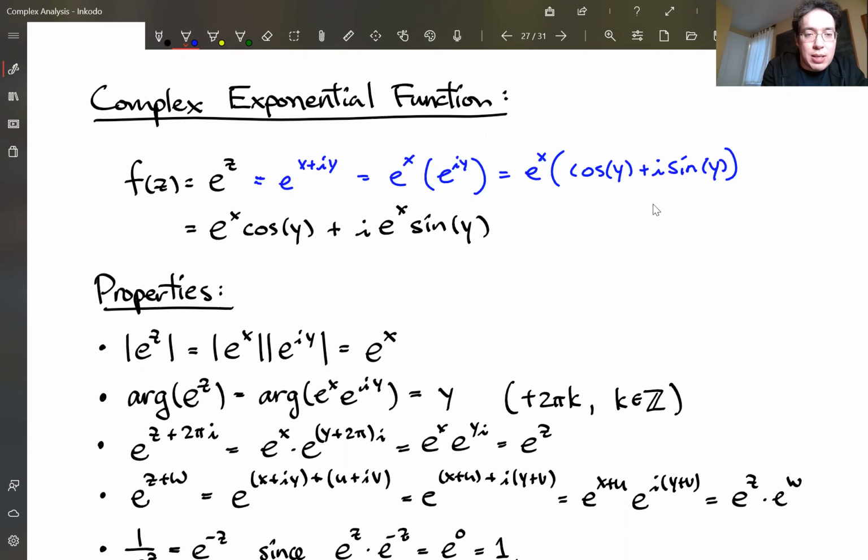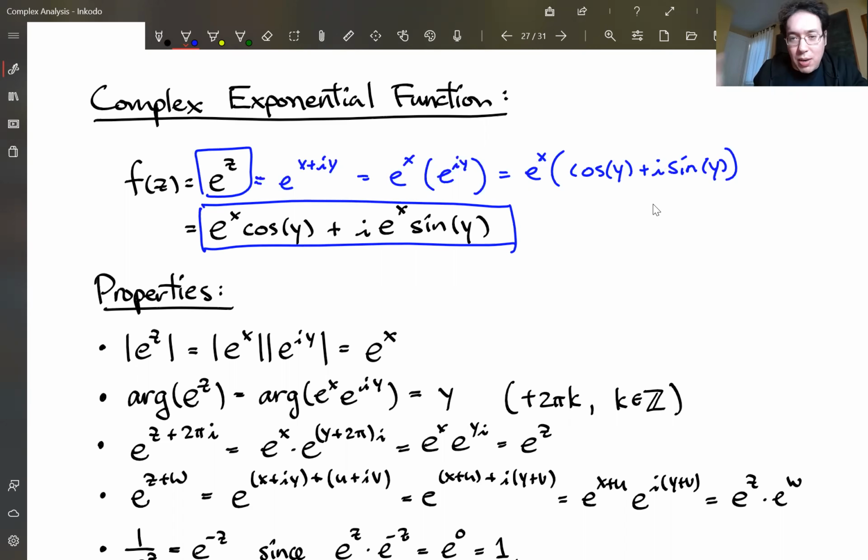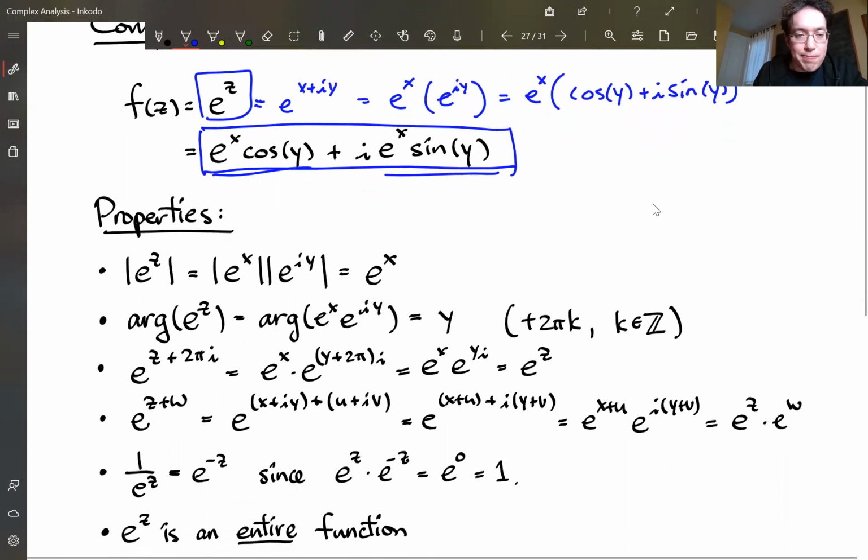Here we go. So if you want to look at e to the z as real functions, here's the real part and here's the imaginary part of that. At the end of last video, I asked you to check this function to see if it satisfies Cauchy-Riemann equations, and it does. So it is another example of a complex analytic function. Let's look at some of the properties of this function.